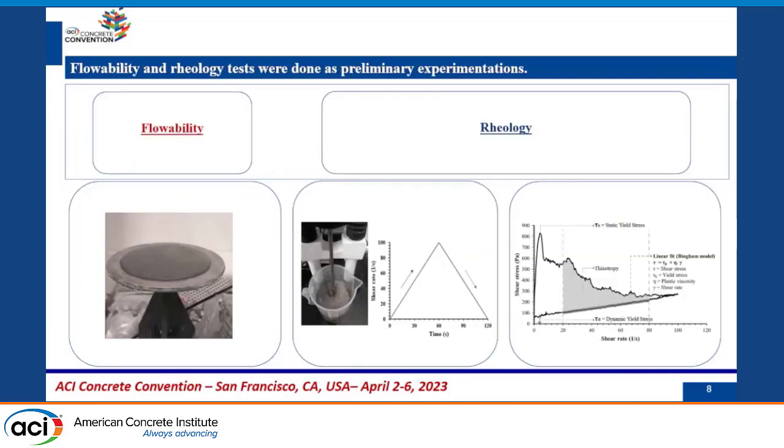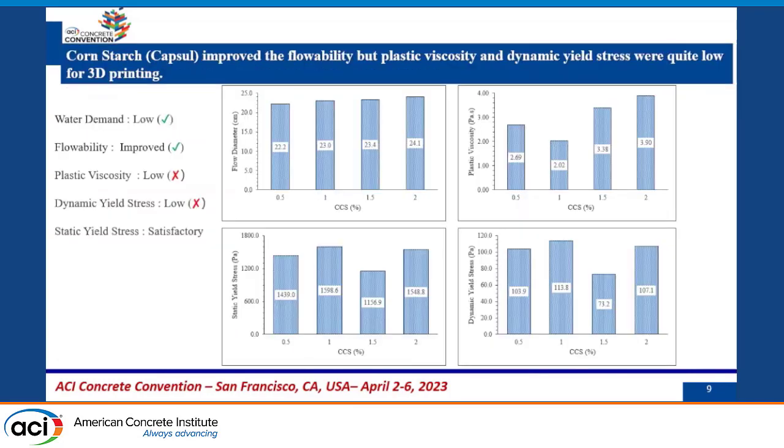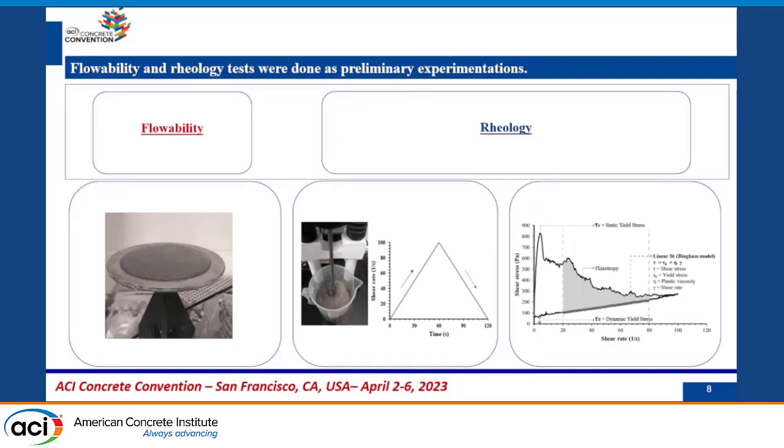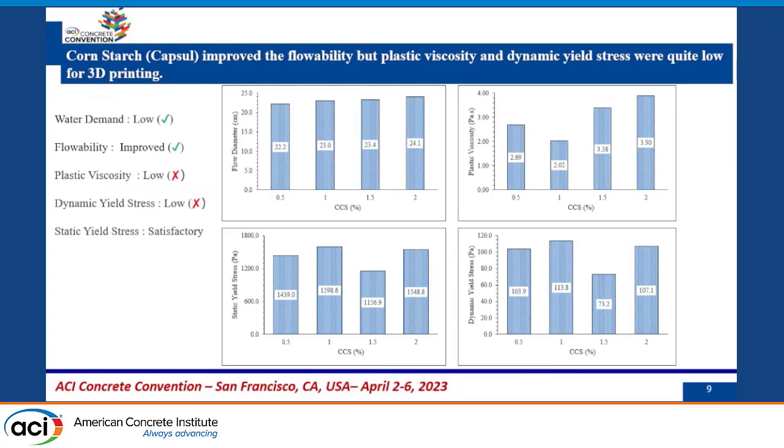For the initial testing, we did flowability tests and rheology testing. We used Brookfield's rheometer, equipped with a vane shear geometry, and we also used a hysteresis loop technique to interpret the different parameters such as plastic viscosity, dynamic yield stress, and static yield stress. In the initial testing, we used all these modifiers individually in the mix with cement, sand, and just water. So for the response of cornstarch, we used two different types of cornstarch brands. One is Capsule and the other is Ultratex.